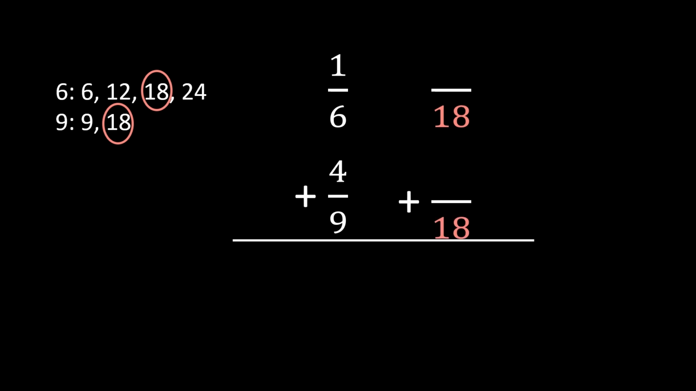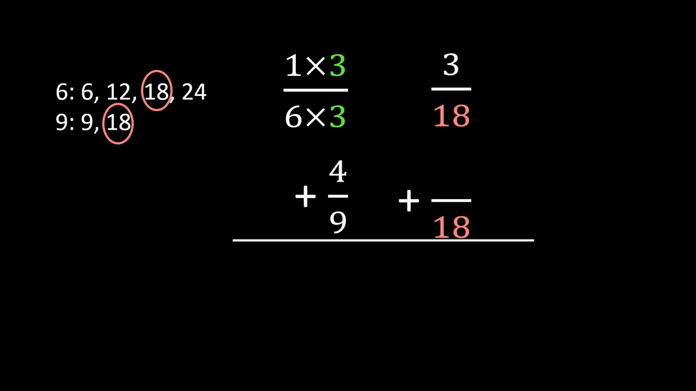And I need to look at the 6. What did I multiply 6 by to get 18? Because that's how I'm going to get my equivalent fraction. Well, 6 times 3 is 18. And if I multiply my denominator by 3, I need to multiply my numerator by 3. 1 times 3 is 3.